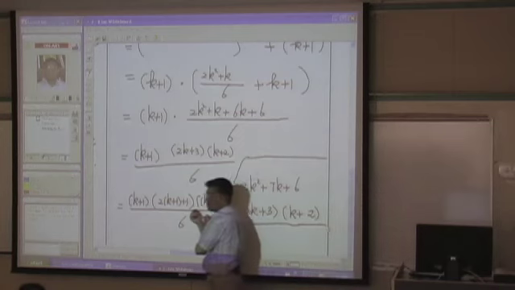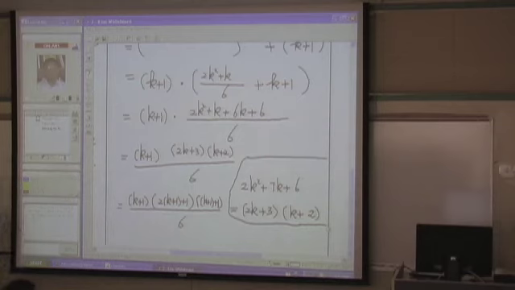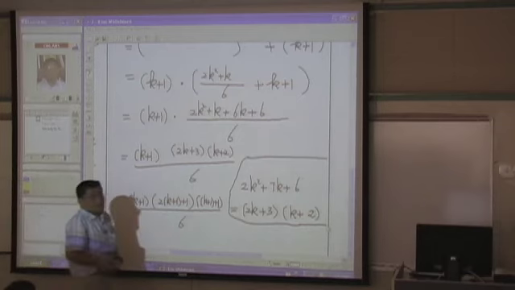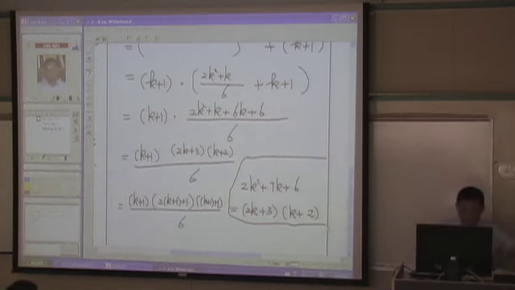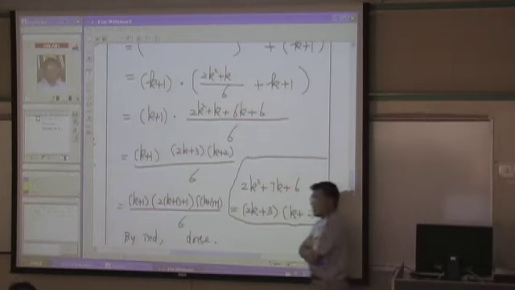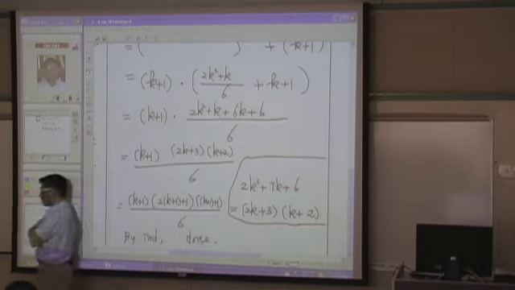Take a look. If you replace n by k plus 1, you exactly get this result. In other words, the second part is done. So, by induction, done, right? By mathematical induction, we completed the proof.